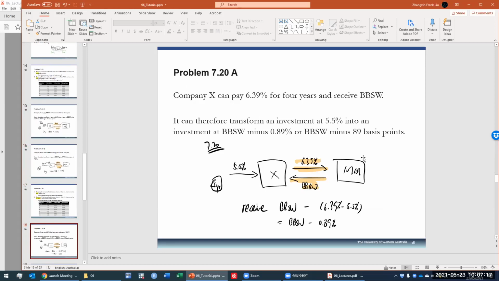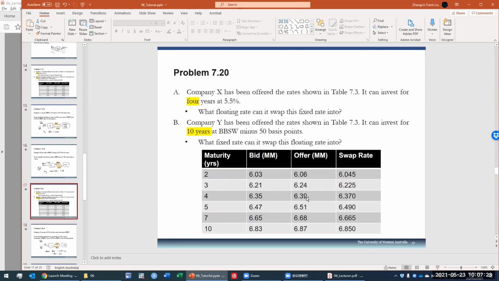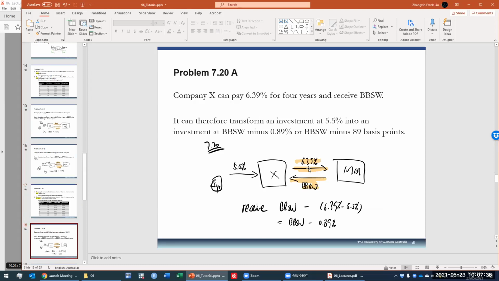So which means in this case, I am buying something from them. I'm buying the bank bill swap rate. If I'm buying from them, then they will be charging a higher price, which is 6.39%. So I'll have to pay 6.39% in exchange for the bank bill swap rate.